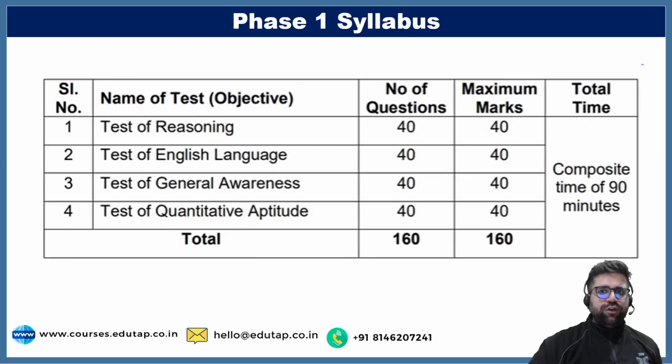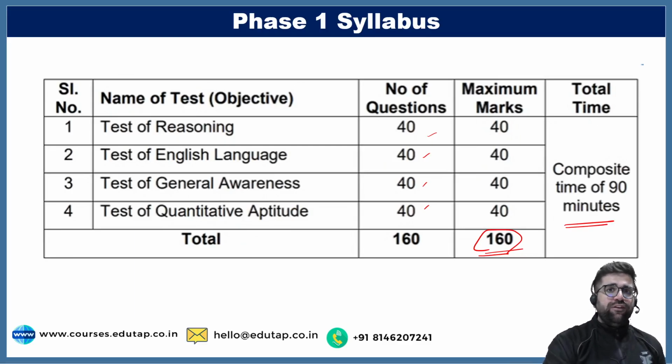In each section you will have 40 questions. Each question will be of 1 mark, so each section is of 40 marks, and therefore your total marks will be 40 into 4, which is 160, and you will get roughly around 90 minutes to complete all 4 different components. Okay, now let's talk first about quantitative aptitude, then I will tell you about reasoning, then English, and then current affairs.